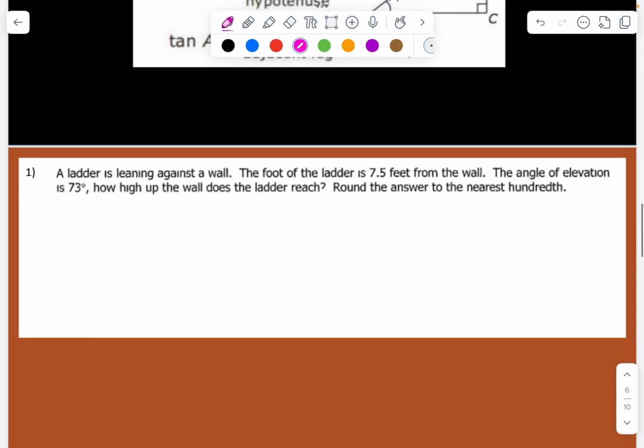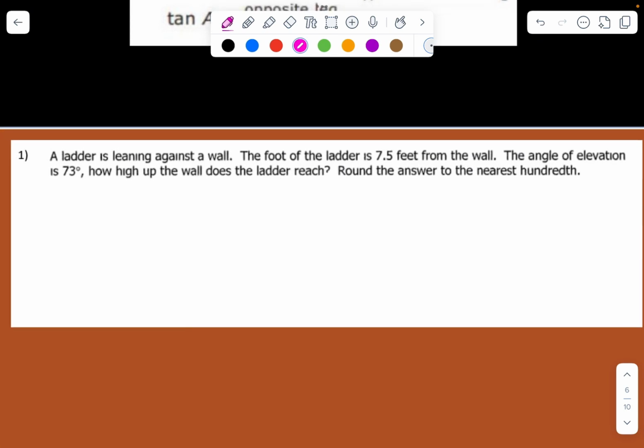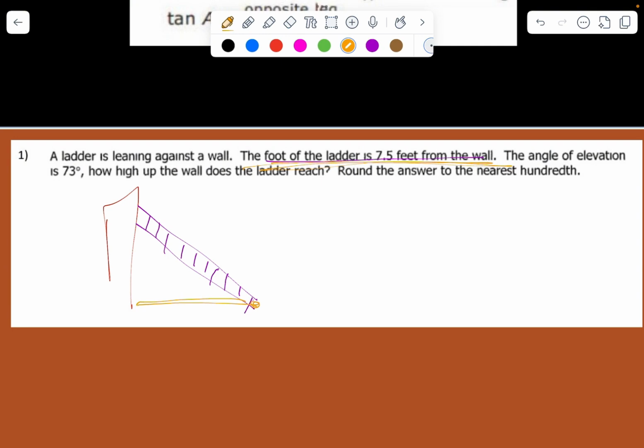On this worksheet, you are going to have to draw the picture to interpret what you have and what's missing. So we have a ladder leaning against a wall. We're going to draw a wall, and then draw a ladder leaning up against it. It says the foot of the ladder is 7.5 feet from the wall. So the measurement for this piece that I'm underlining now in orange is the foot of the ladder, at the bottom, 7.5 feet from the wall. The angle of elevation is 73.